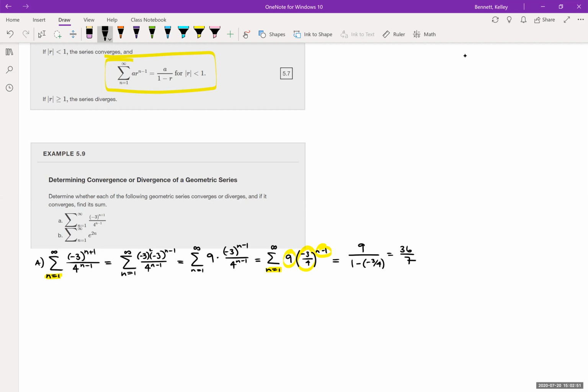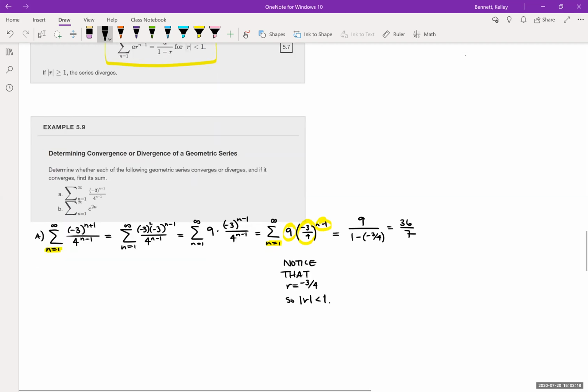The one thing I didn't state outwardly was that the absolute value of r is less than 1. And that's really important, because just because you can use the formula doesn't mean that it's going to converge. You have to check the value of r being less than 1.